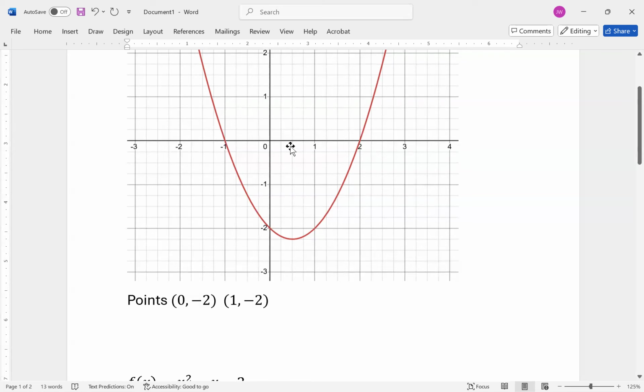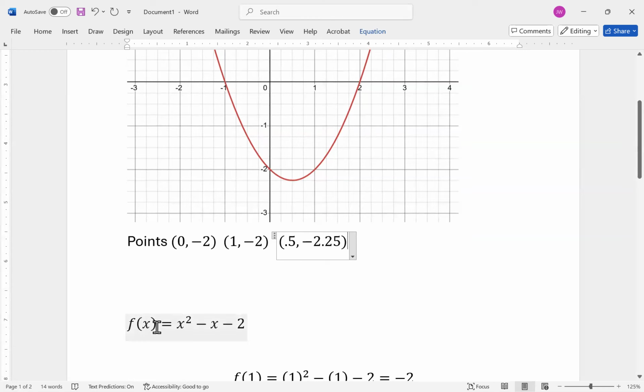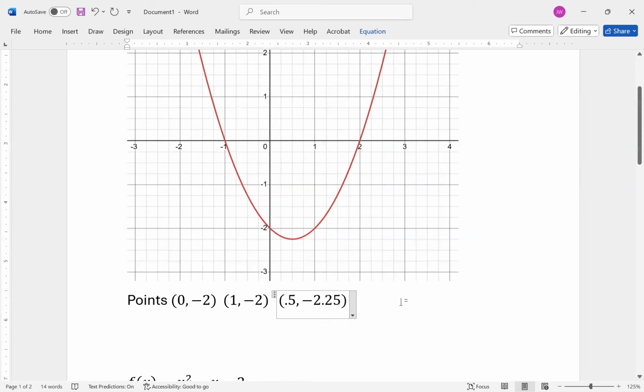It looks like this is 0.5. This lowest point here looks to be 0.5 and then -2.25. If you want to check that, you can always plug in 0.5 and see that it does, in fact, give you a -2.25. Other points, well, notice that the point 2, 0 is on the graph. Also, the point -1, 0, which is over here, is on the graph.